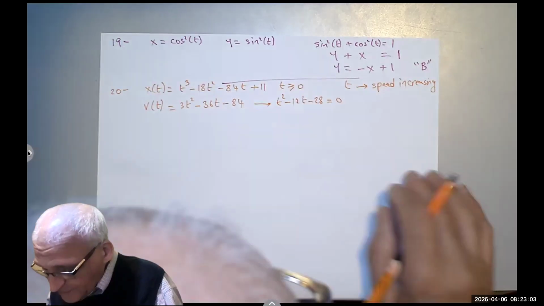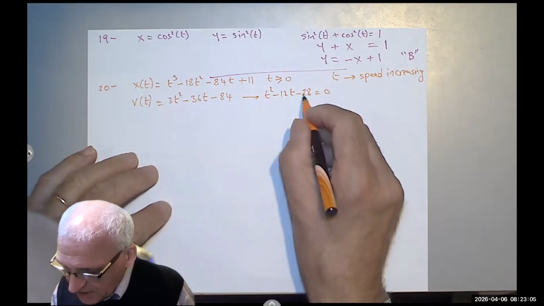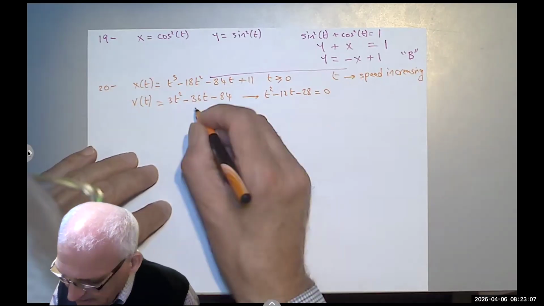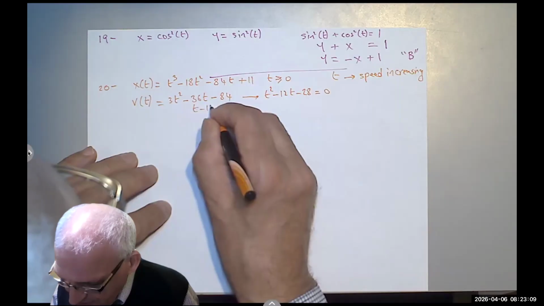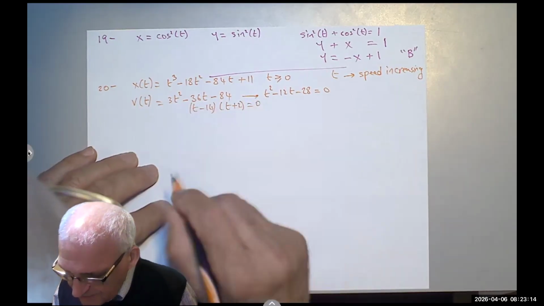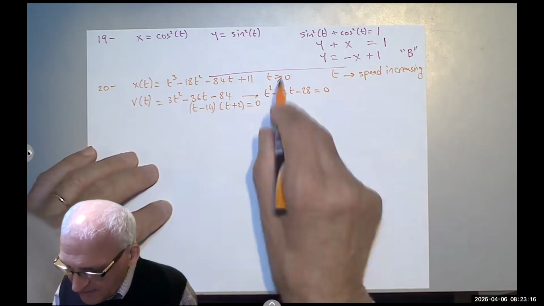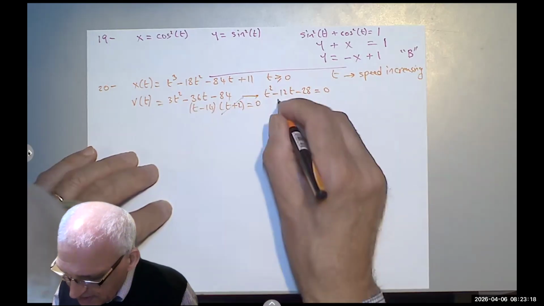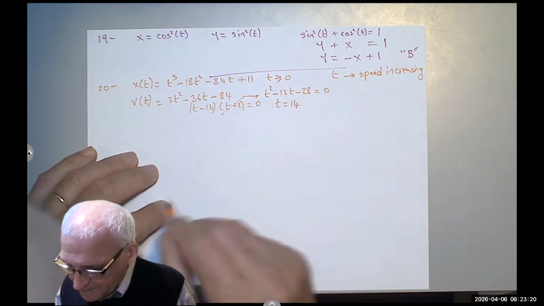I'm going to equate that to 0 and solve. I get negative 14 and positive 2. So (t minus 14) times (t plus 2) equals 0. This will give me t equals negative 2, but t is greater than 0, so t equals 14.